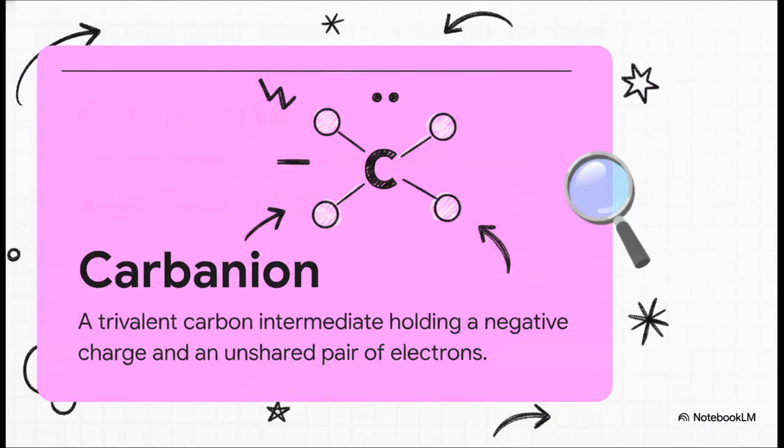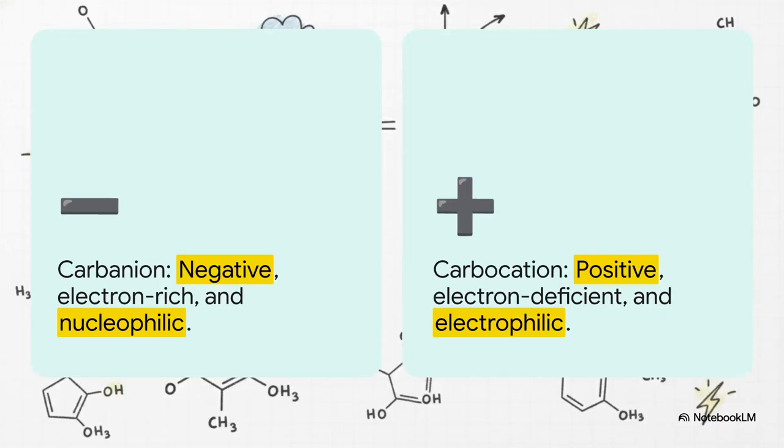So what is this thing exactly? At its core, a carbanion is a highly reactive intermediate featuring a trivalent carbon atom. That just means it's bonded to 3 other groups. But here is the kicker. It holds a negative charge and an unshared pair of electrons. Because it's got that unshared pair, it actually has a completely full octet in its outer shell. And that makes the carbanion exceptionally powerful, allowing it to act as both a really strong base and a completely potent nucleophile.